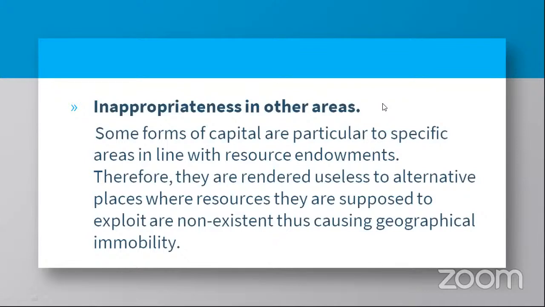I don't know that I've given you the point. I've explained it very well. Are you getting it? Meaning that a machine that extracts oil will be inappropriate in a country where there is no oil. Therefore, such a factor will never move from where it is to another area. I don't know whether I've answered you, Adiambo. Have I answered you? I would like to hear from you whether you've got the point well, or you still have some questions.